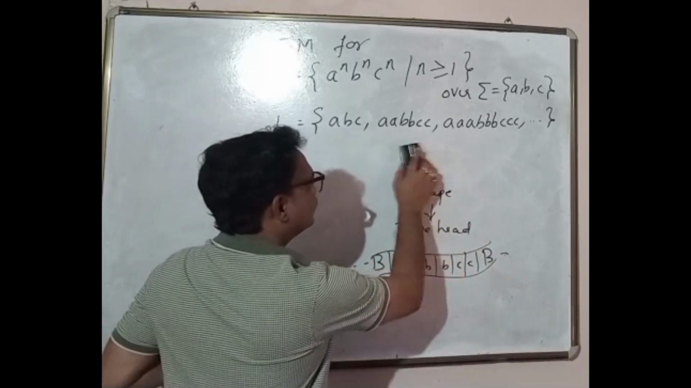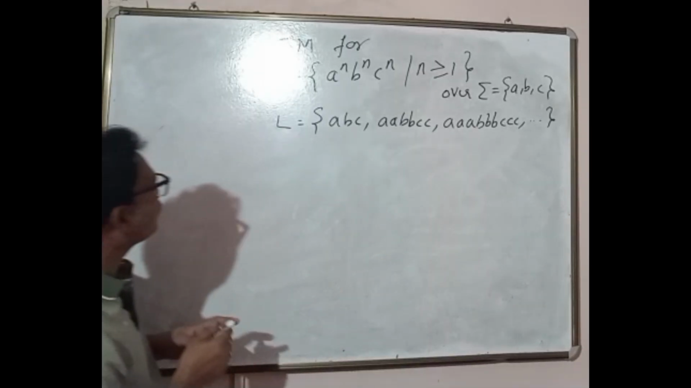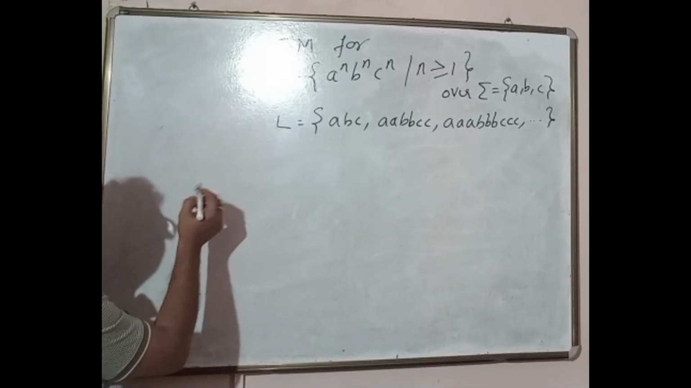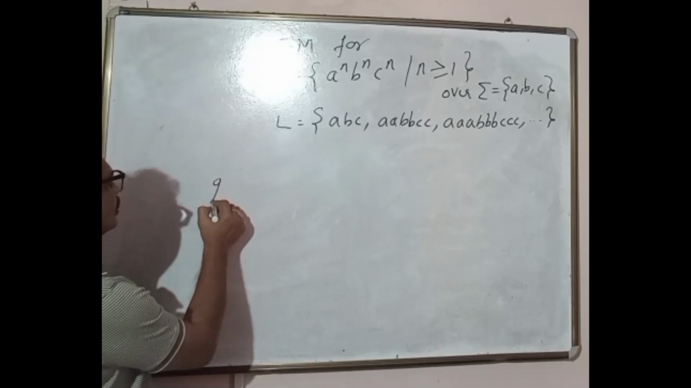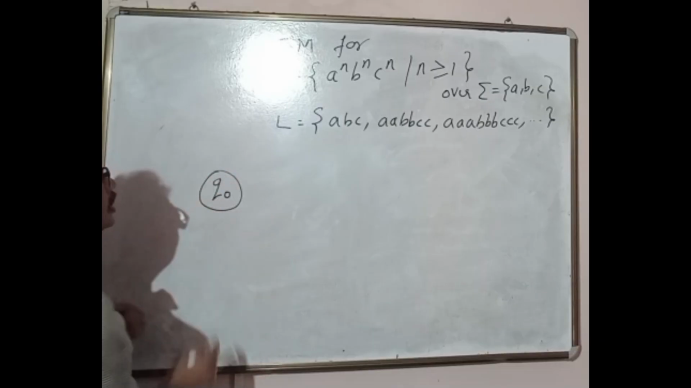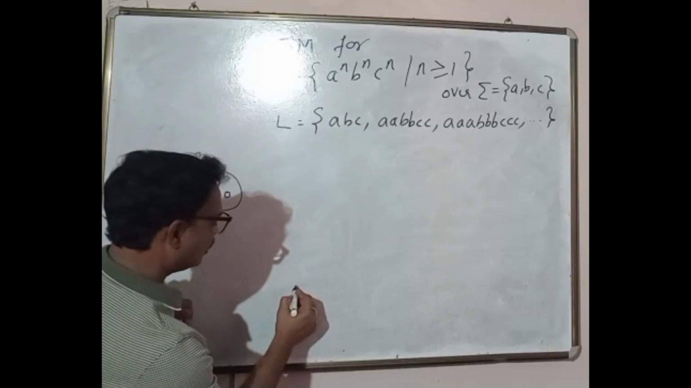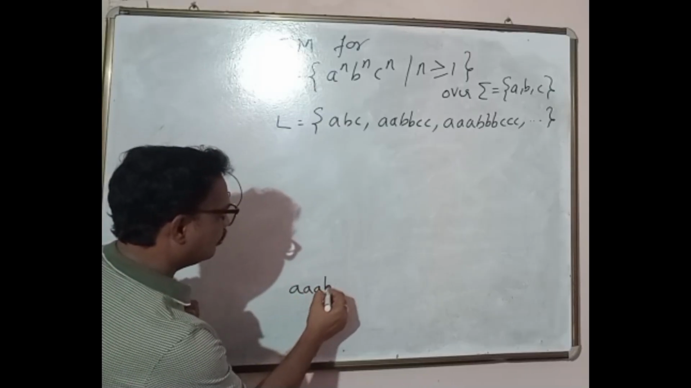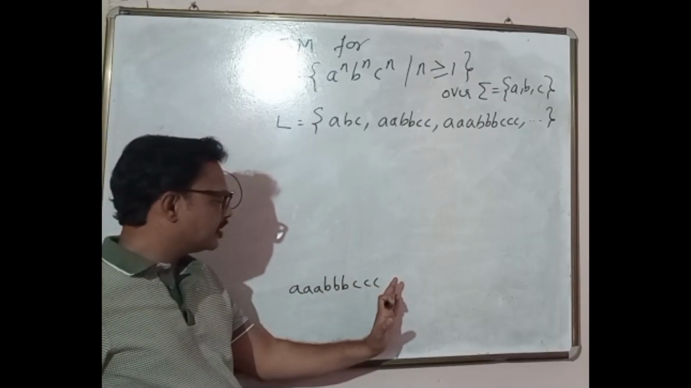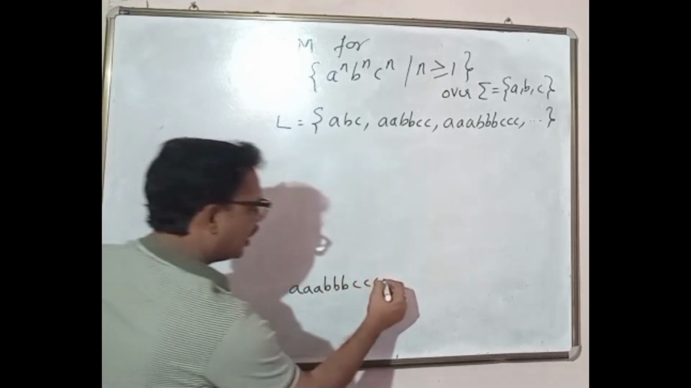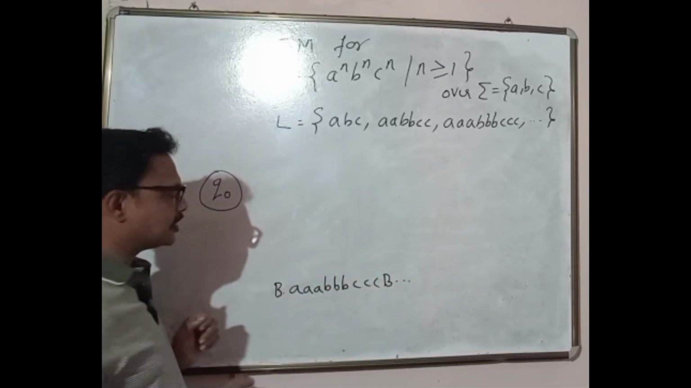Now let us design. The Turing machine will initially start from the starting state, by default Q0. Let us take one string, I'll write here A, B, B, B, C, C, C. Let us assume that this particular string is written on the tape, and there will be several blanks on both sides.